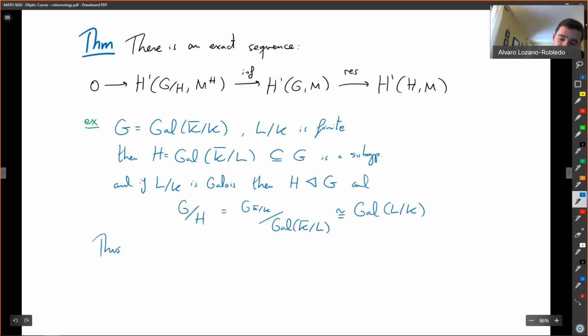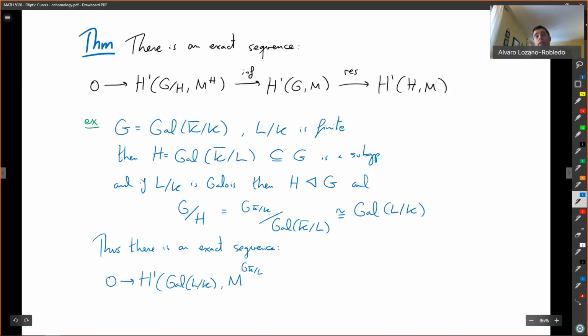Therefore, there is an exact sequence that goes as follows: from H1 of the Galois group of the quotient, which is the Galois group of L over K, with coefficients in the invariants that are fixed by the Galois group of K bar over L, so basically elements in M(L), through inflation, I can go to H1 of the absolute Galois group of K into M, and through restriction, I can go into H1 of the Galois group of K bar over L into M.